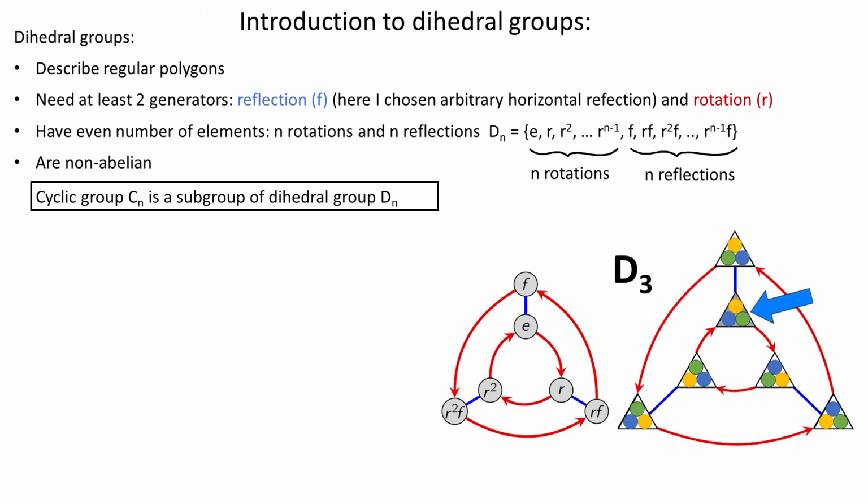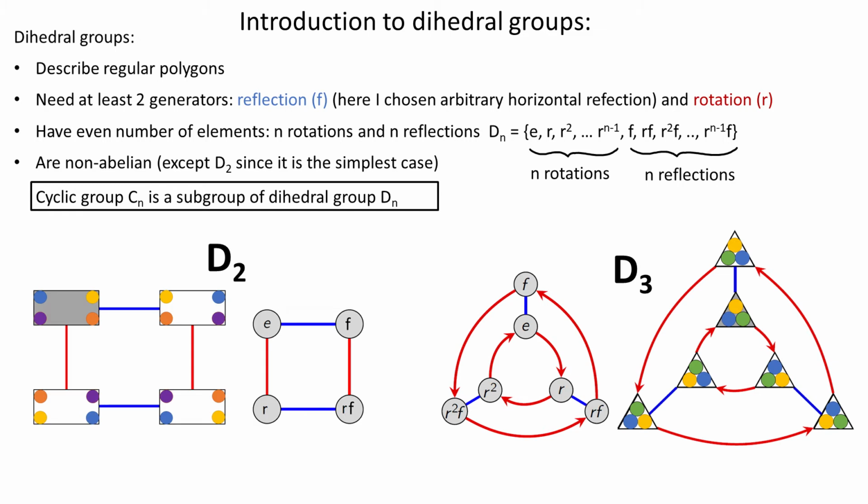Let's show it. If we start at the initial configuration and we do rotation, then reflection, we end up here. But if we start at the initial configuration and do reflection, then rotation, we end up here, at a different position than before. An exception is D2. D2 can be perceived as a group describing a rectangle. Here there is a diagram with states of the rectangle and the diagram with actions. For D2, the rotation is by 180 degrees, and it commutes with the reflection, and therefore the group is abelian.